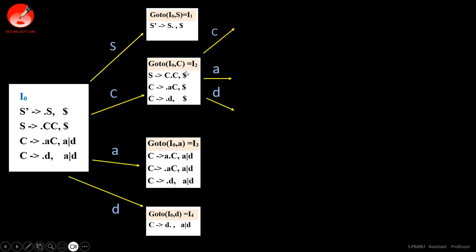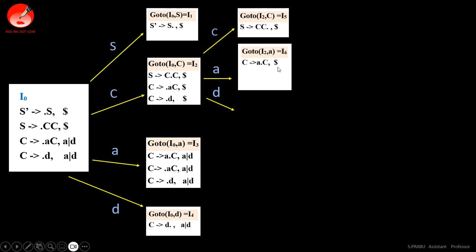For I2, capital S is not possible because after the dot there is no capital S. For capital C, this rule is suitable, so I write S tends to CC dot dollar. This is a new set, so I name it I5. For the symbol small a, this rule is suitable, so I write C tends to A dot C and dollar symbol. For this capital C, I write these two productions. This production can be formed from this capital C. The follow of this capital C is dollar, so I write dollar here as well as in this production. Here, these two productions are almost similar but have different look aheads, so I give the new set the name I6.